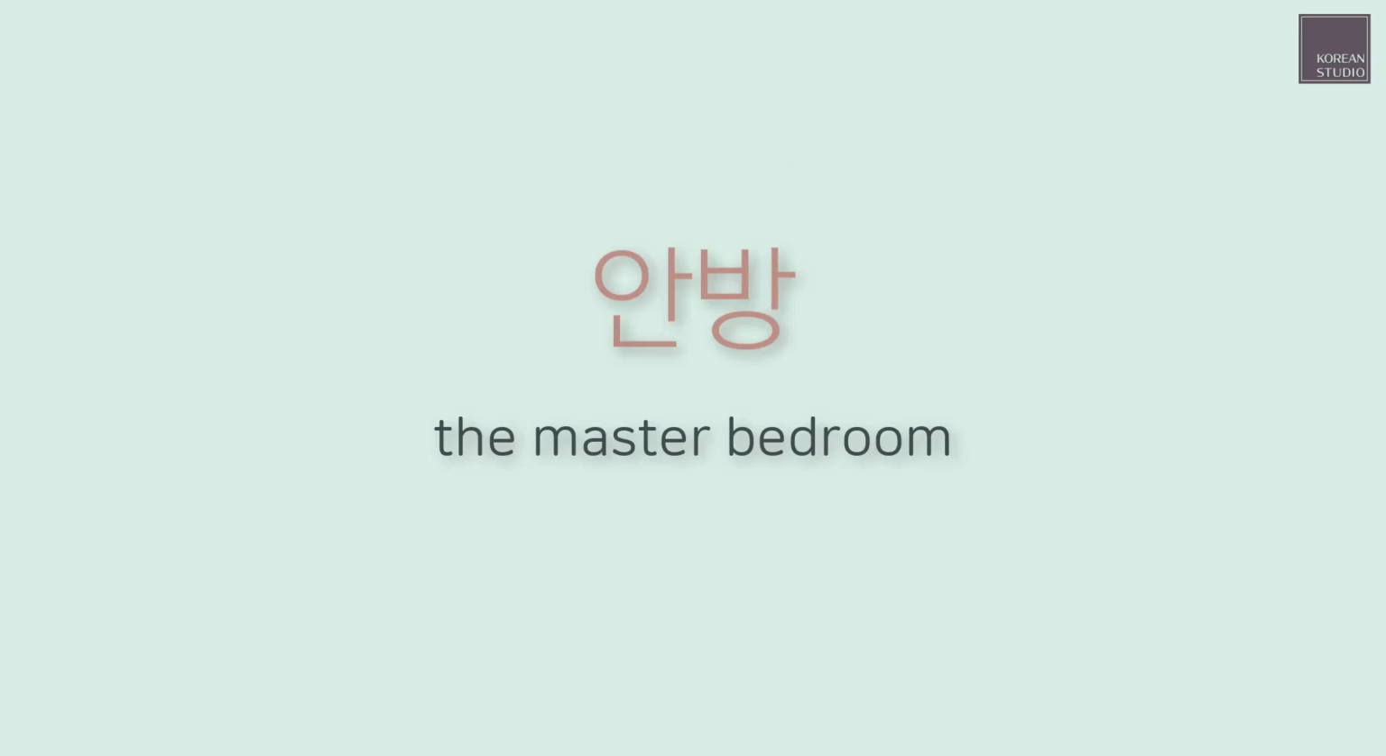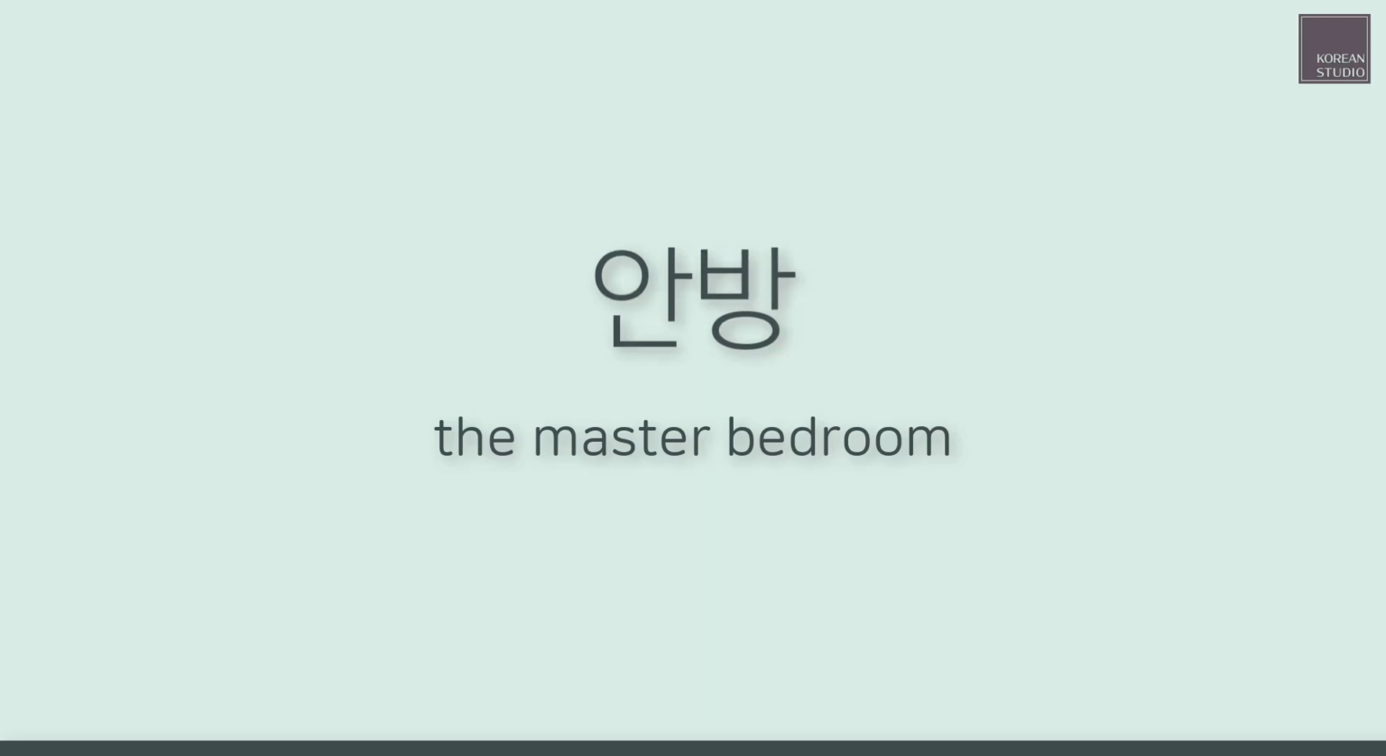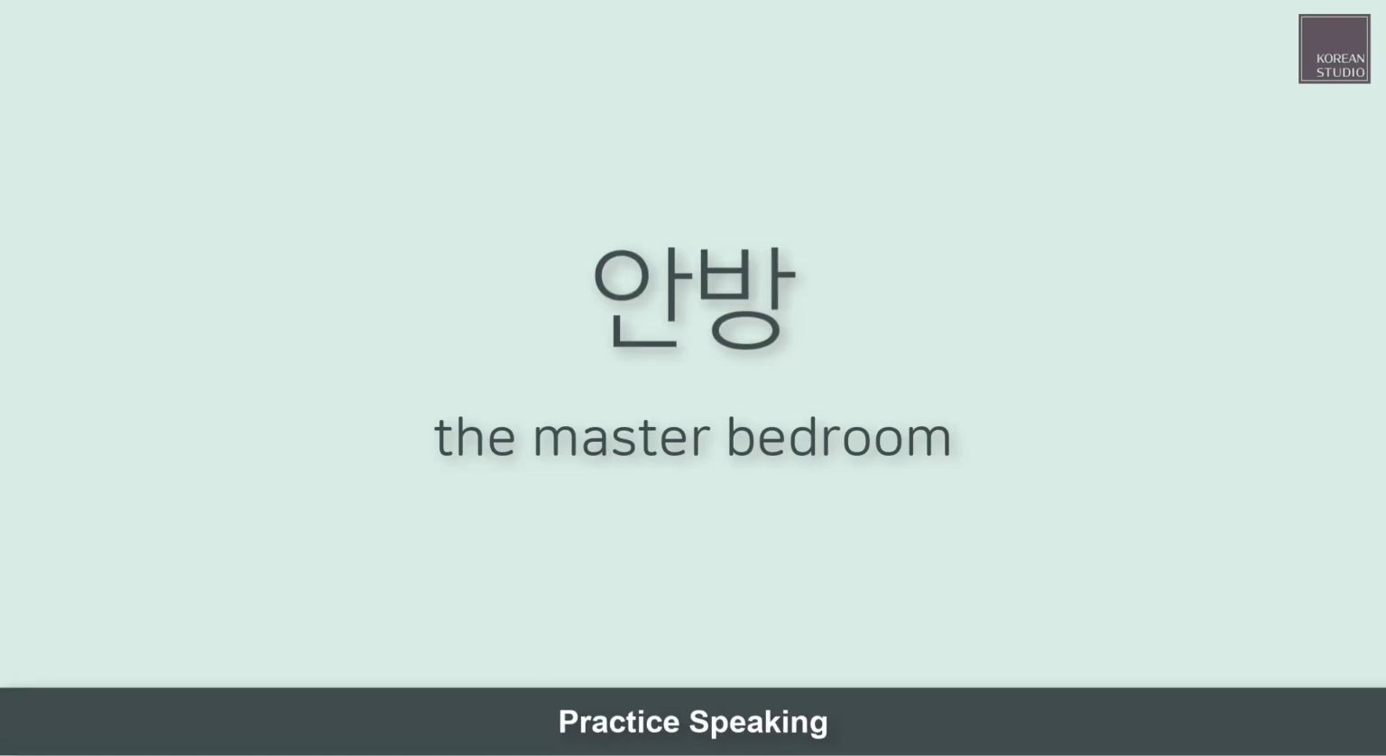Okay, moving on. The next room is the master bedroom, and this in Korean is 안방. When pronouncing this word, there are two important points to remember. Firstly, the 니은 받침 in the first syllable changes to 미음, so it's read as 암방. Secondly, the second syllable 방 is pronounced as bang. So rather than saying this as 안방, it's 암방. Let's practice saying this word. Repeat after me. 안방.